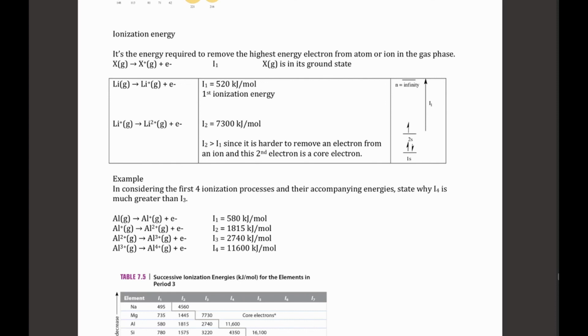If we take Li plus, so we've now already got an ion and we're removing one more electron, that E2, that process to remove that second one, is 7,300 kilojoules per mole. It's much larger since it's harder to remove an electron from an ion than it is from the atom. So also this second electron in the case of lithium is a core electron.